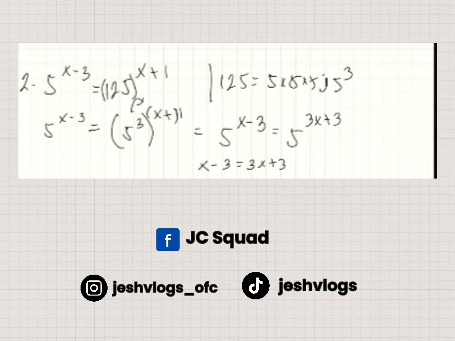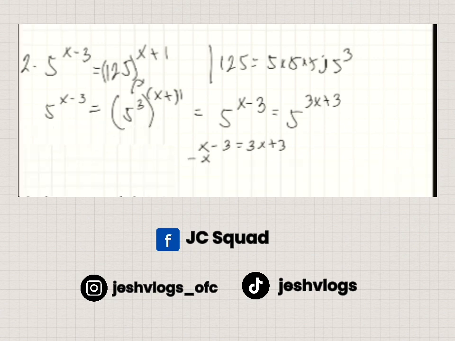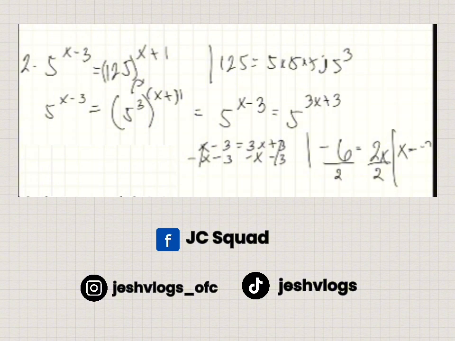Now, let's put all the x variables on one side and all the constants on the other side. So let's subtract x on both sides, and then let's subtract 3 on both sides, wherein we will get, this will cancel out, and then this will cancel out. Negative 3 minus 3, that's negative 6. 3x minus x, that's 2x. And then solving for x, we simply divide by 2, and we get that x is equal to negative 3.